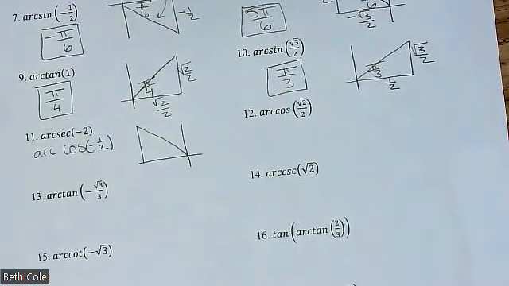How do we get the other side? Perfect. A squared plus 1 squared equals 4 squared. So a squared plus 1 equals 16. A squared equals 15. Square root of 15. And then we're going to answer the question for outside.